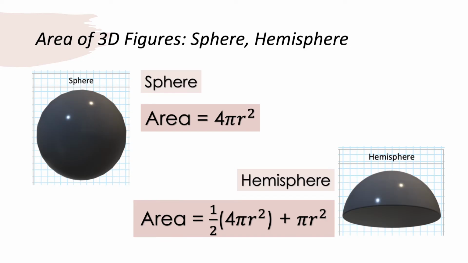Last but not least, the sphere's surface area is 4 pi r squared, and the hemisphere's surface area is half of the sphere's surface area plus pi r squared for its circular base.